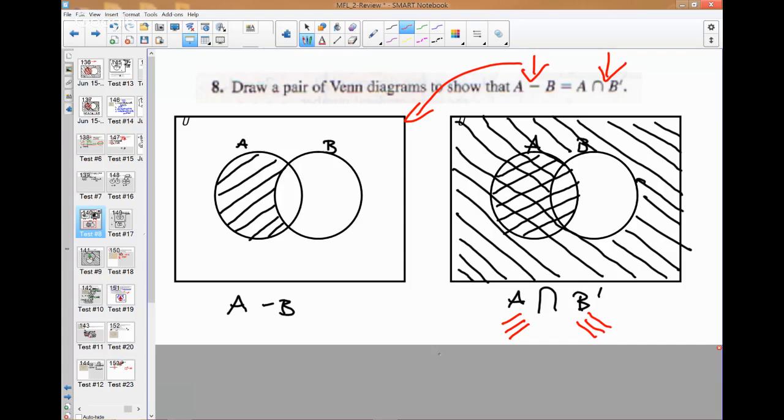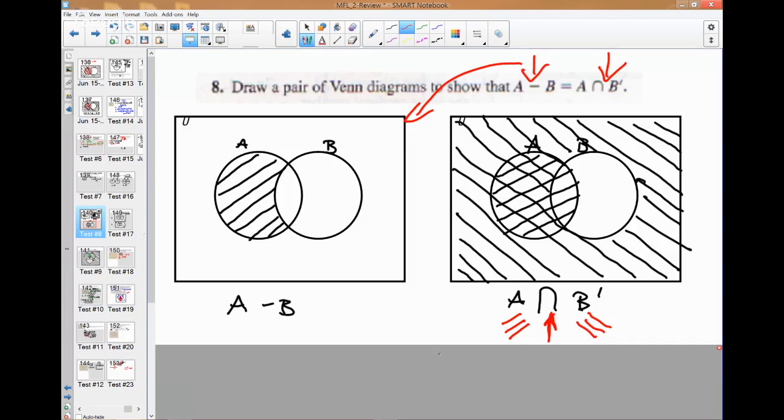B complement, everybody remember what that means? Everything outside of B. And then what is this? What does that symbol mean? Where they overlap. So in this diagram, it's the cross hatching where the answer is. Do you see that the cross hatching matches with our answer on the left? We still get that same 3/4 moon.